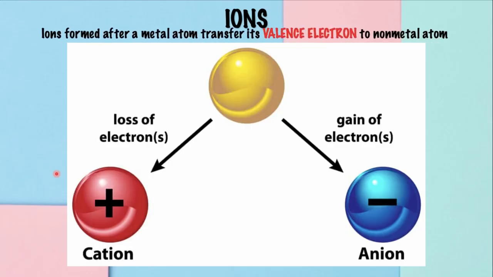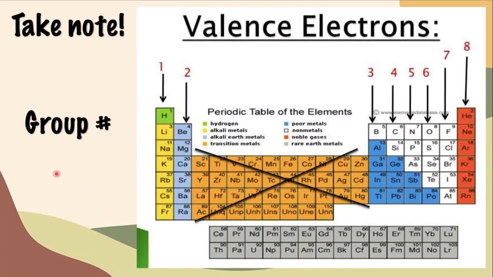It is formed after a metal atom transfers its valence electron to a non-metal atom. Take note, class, valence electron is the electron found in the outermost shell of an atom. You can determine the number of valence electrons by looking at its group number in the periodic table of elements. For example, oxygen is in group 6. That is why its valence electrons is 6.